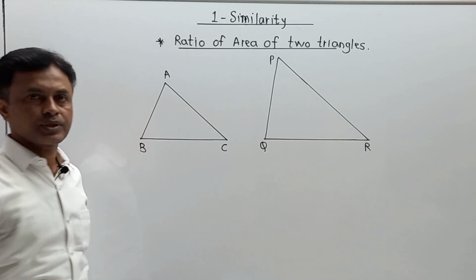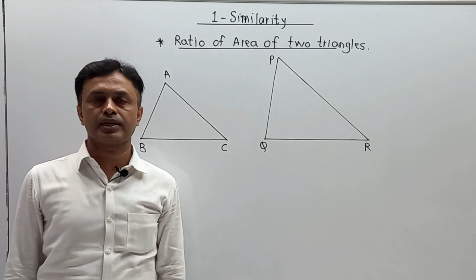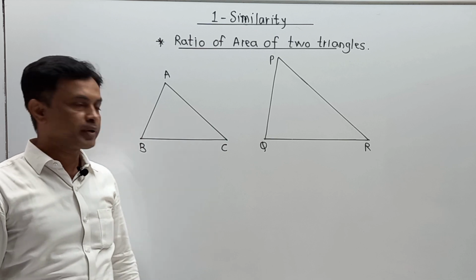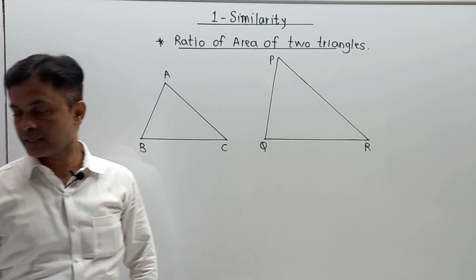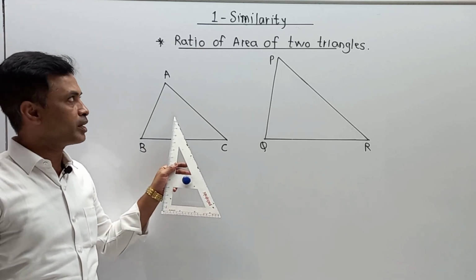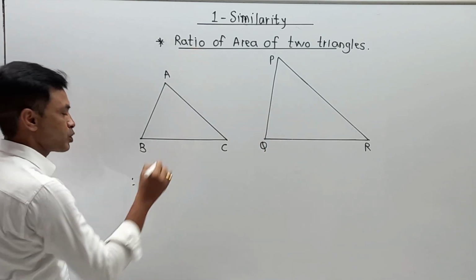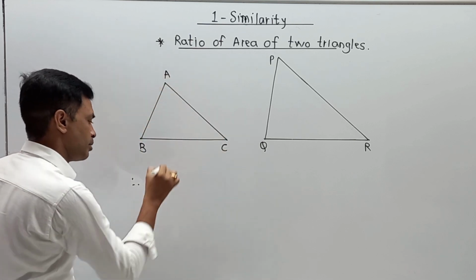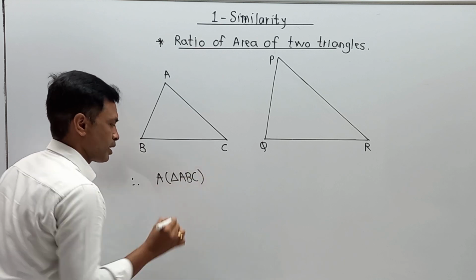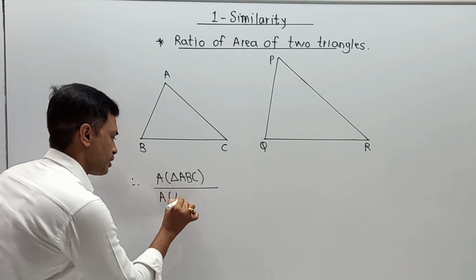Now, one by one, the concept. As per the title, we have to take the ratio of areas of two triangles, which means we have to make a comparison between the areas of two triangles. One by one, try to understand the logic we are supposed to develop. First we take the ratio of the area of the first triangle to the area of the second triangle. So our first content is the ratio of areas of two triangles: the area of triangle ABC upon the area of triangle PQR.